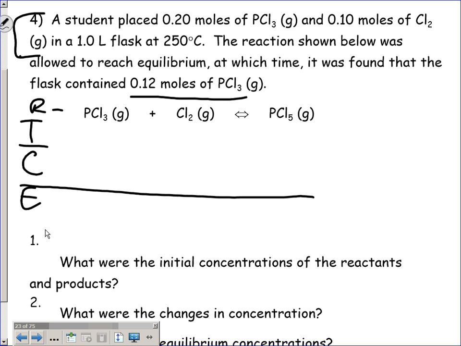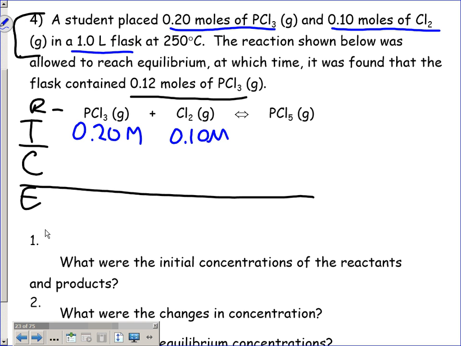So initially, they placed 0.2 moles of PCl3 and 0.1 moles of Cl2 gas in a 1 liter flask. You guys can divide by 1. What's the initial molarity of PCl3? 0.20 molar. What's the initial concentration of chlorine gas? 0.1 molar. What's the initial concentration of phosphorus pentachloride? Does it give us anything? No. Initially, the student did not put anything in there, so it's going to have 0 molar.